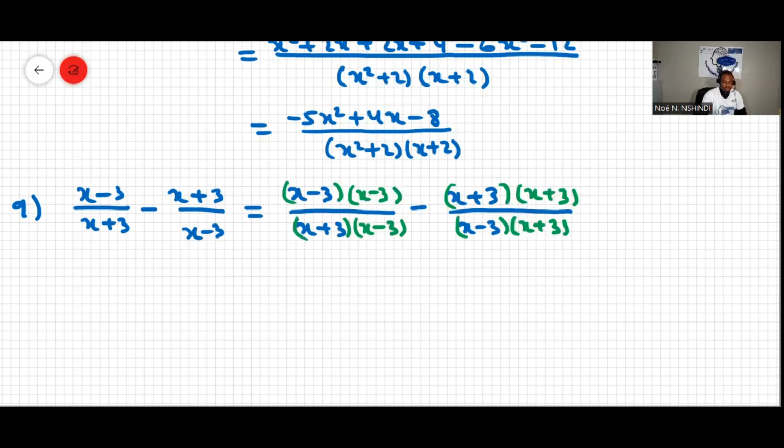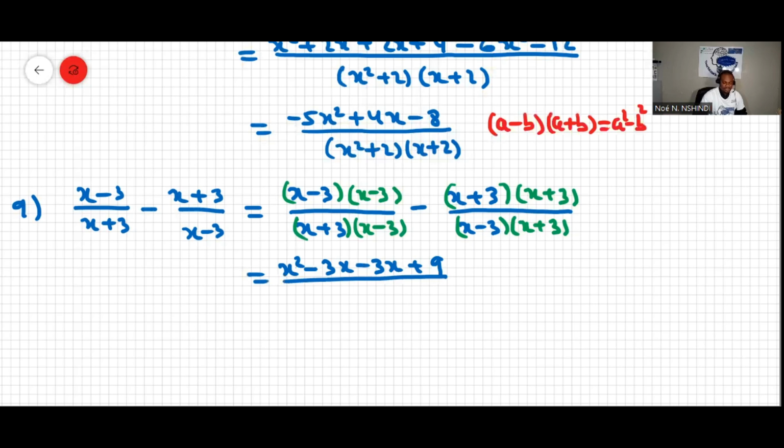Then what is the solution then? Over here, x minus 3 times x minus 3 makes what? X squared minus 3x minus 3x plus 9. Okay? All over x plus 3 times x plus 3. This is the product that leads to the difference of two squares. Okay? Because that's the formula. Remember, difference of two squares is like a minus b times a plus b. This is just a squared minus b squared. Okay? So this will be then x squared minus 9.